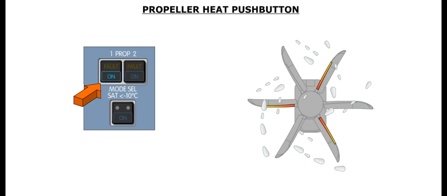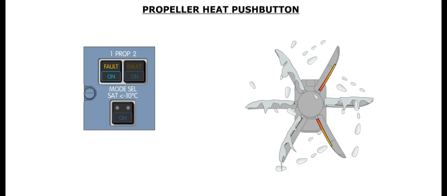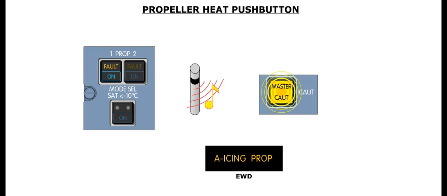Propeller heat is selected by the prop push buttons. When a push button is pressed in, the associated propeller blades are heated. Releasing the push button out deactivates propeller heat. The fault light illuminates when the heating elements in one blade in the associated propeller is not powered. If this happens, a single chime will sound, both master caution lights will flash, and the amber anti-icing prop message is displayed on the EWD.